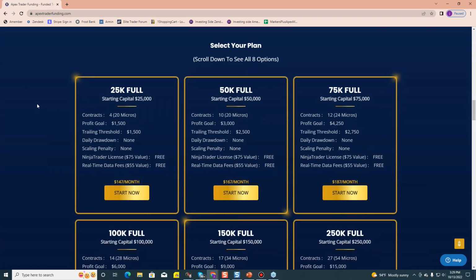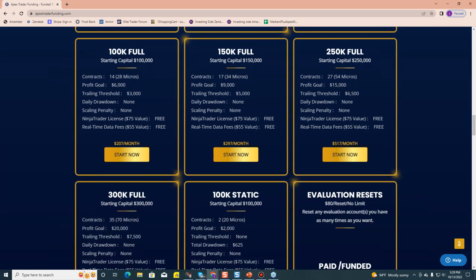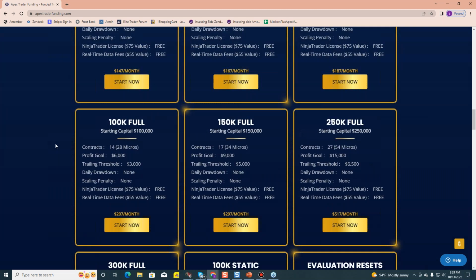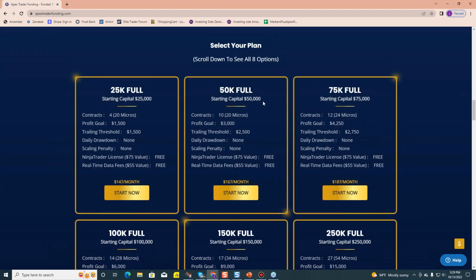We have evaluation account plans anywhere from 25,000 up to 300,000, okay? Let me just give you a quick rundown. For example, right here, a $50,000 evaluation account, all right? These are $167 a month, okay? So recurring monthly fee, don't even worry about that. I'm going to give you like 80% off of that here in a little bit, okay? So easy cheesy.